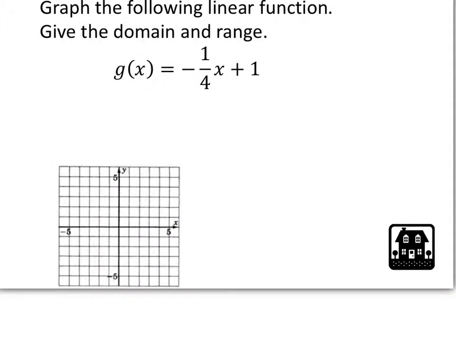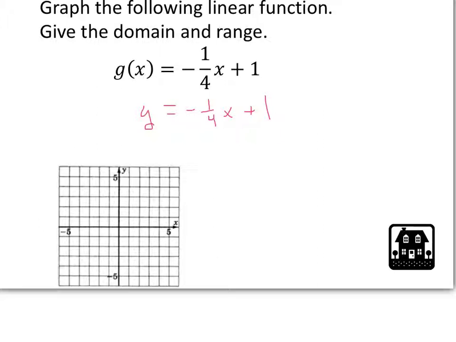In this problem, we're to graph a function, but don't let the g of x fool you. You don't have to mess around with g of x. All you're going to do is graph it, so you can just change it right away to y. y equals negative 1/4 x plus 1. That is exactly the same meaning as g of x equals negative 1/4 x plus 1. By now we're pretty familiar with how to graph that. We have it in y equals mx plus b form.